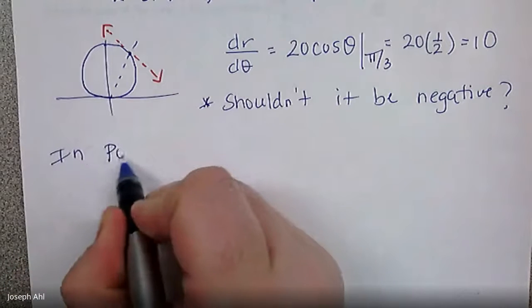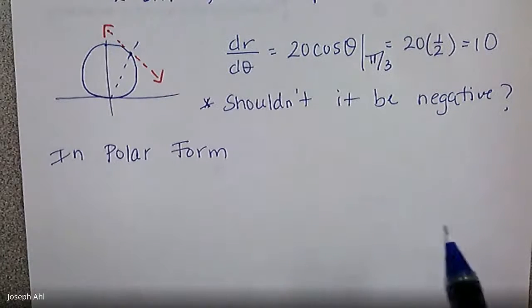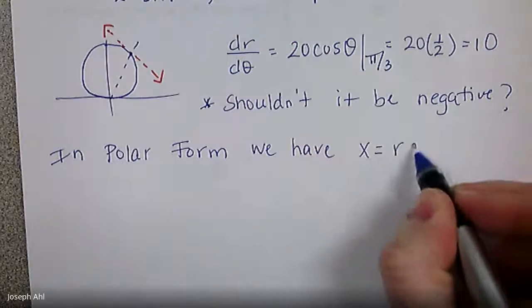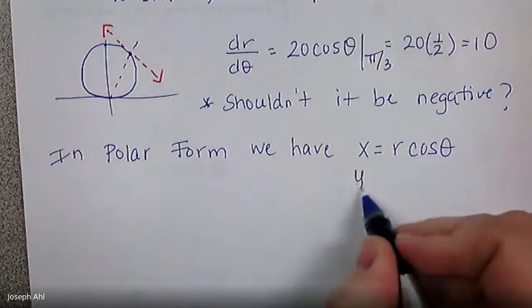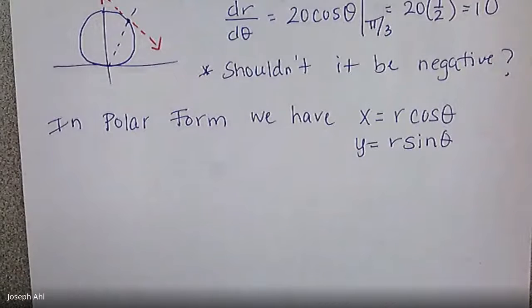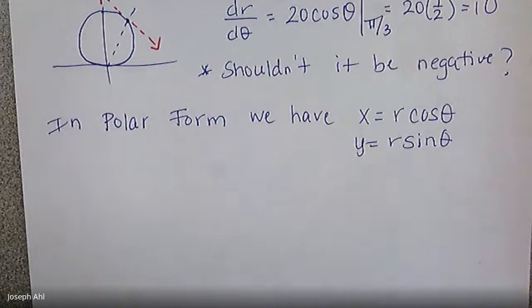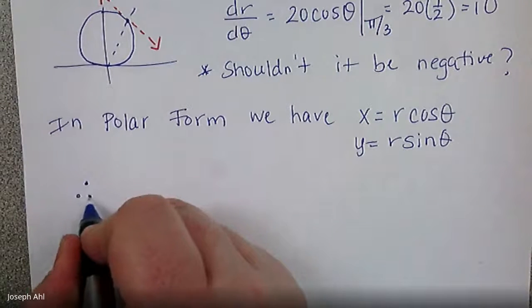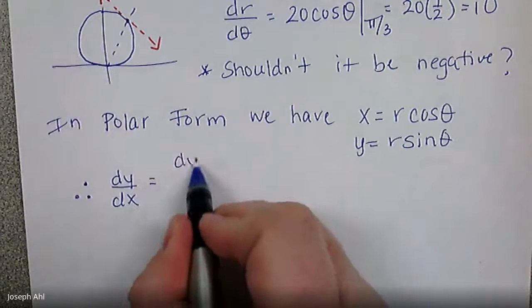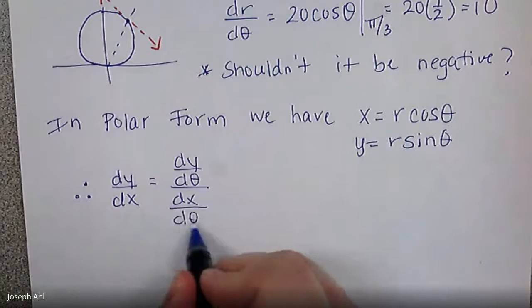So I'll have you recall that in polar form, if we set up a right triangle, we have the conversion that x is equal to r cosine theta and y is equal to r sine theta. Okay, those are good polar form conversions to know between polar and rectangular here. And therefore, if we want to calculate dy dx, we can calculate that by doing dy d theta over dx d theta.